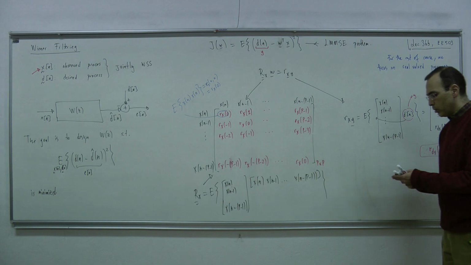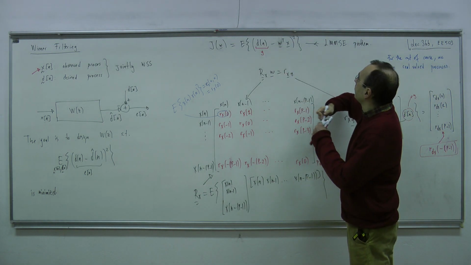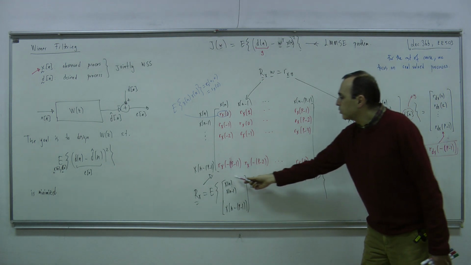So, for example, if I want to estimate d of n plus 1, okay? Let me write this like x of n. This is the x of n vector.